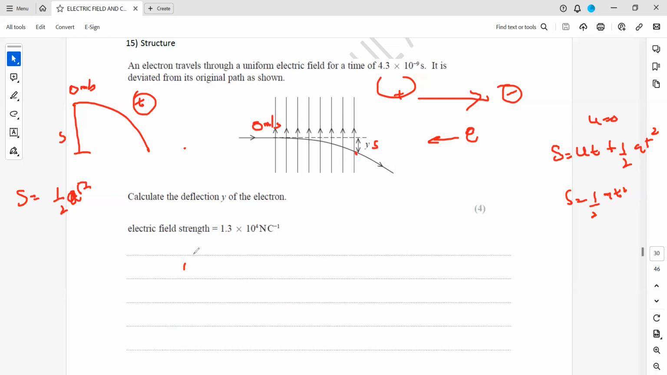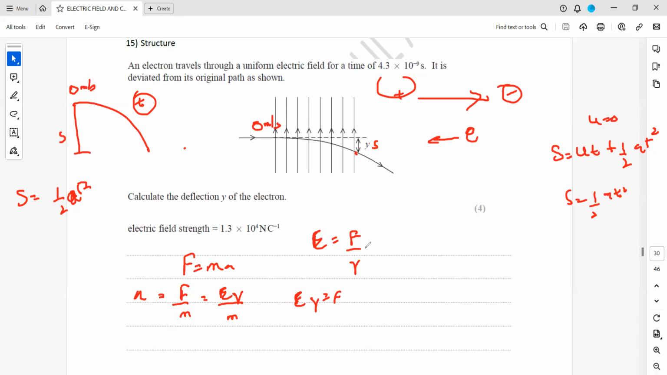How to work out the expression? F is equal to ma, so F divided by m is equal to a. How to work out the force? For this one, electric field strength is given. So E is equal to F over Q, so F is equal to E into Q. So E into Q will give us F. So in place of F, we can write EQ divided by m.